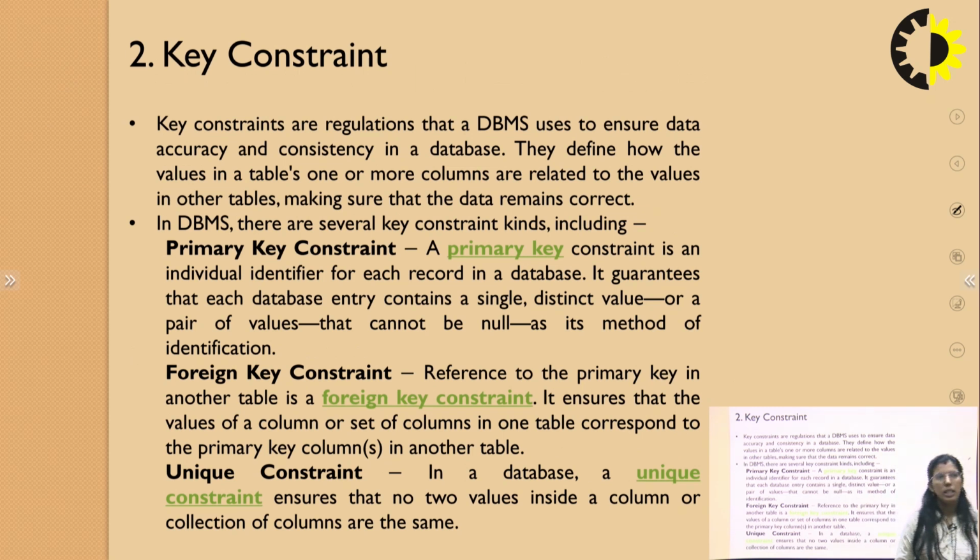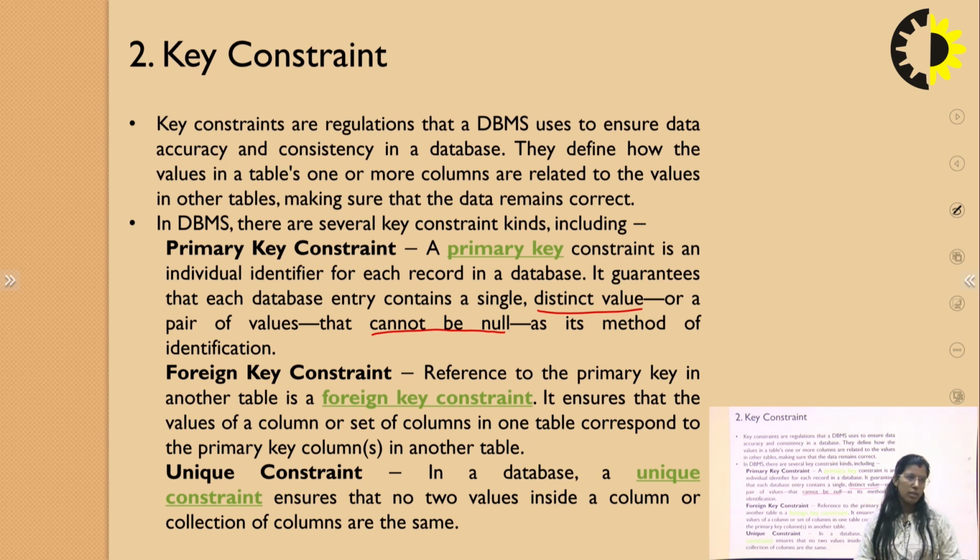Second is key constraint. Key constraints are regulations that a database management system uses to ensure data accuracy and consistency. It defines how the values in a table's one or more columns are related to the values in other tables. The first key constraint is the primary key constraint. A primary key is an individual identifier, which signifies that a distinct value must always be entered and no null value is allowed. So these two will be taken as the primary key constraint.